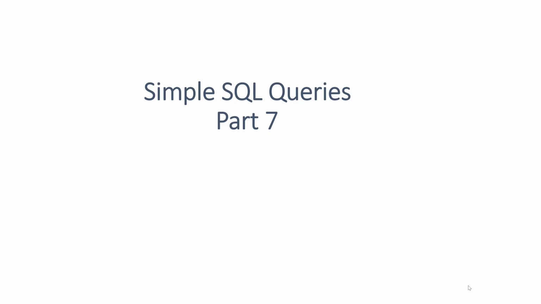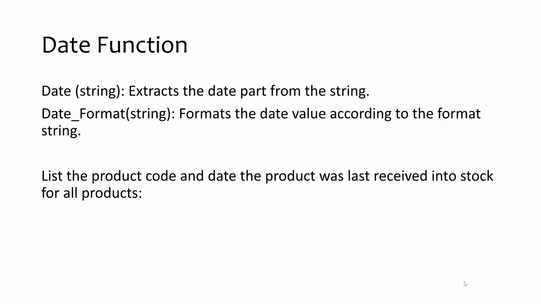This is a continuation of my earlier lecture. So today I'm going to talk about the date function. The function date extracts the date part from the string, and date underscore format actually formats the date value according to the format string. Let us take a look at the example.